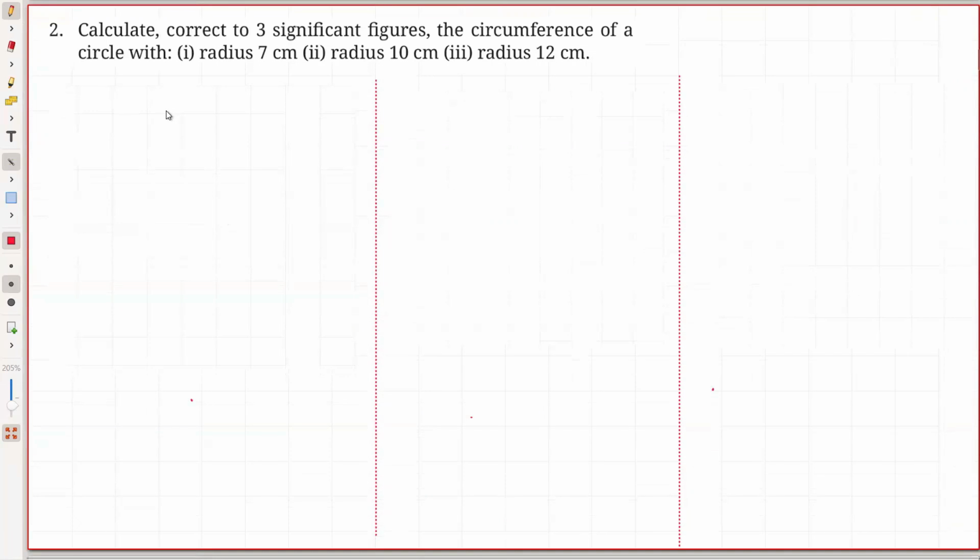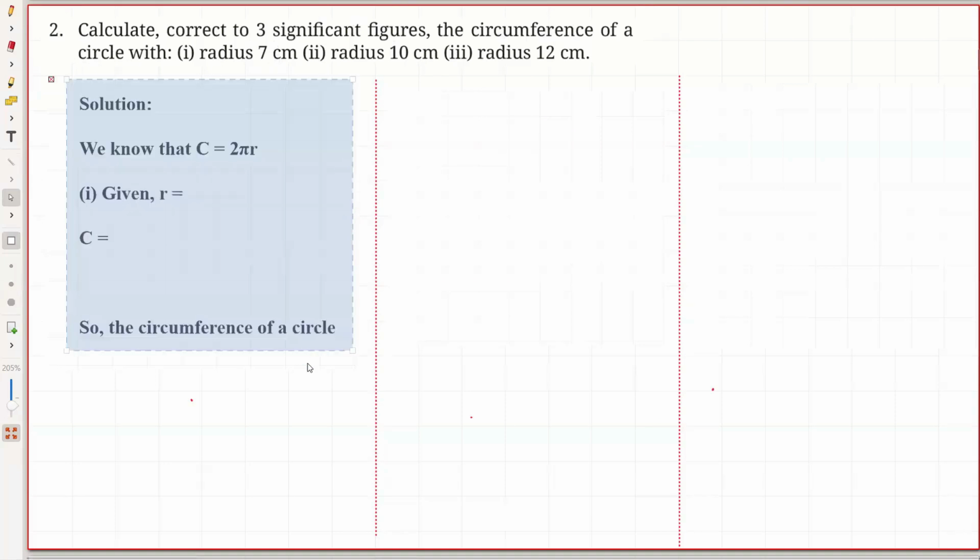Question number 2: calculate correct to 3 significant figures the circumference of the circle with radius 7 centimeter, radius 10 centimeter, and radius 12 centimeter. Three cases are given. First, we find the circumference of the circle with radius 7 centimeter, going with the first diagram.